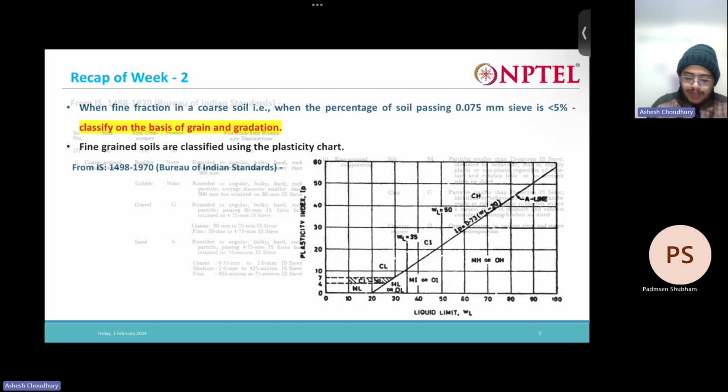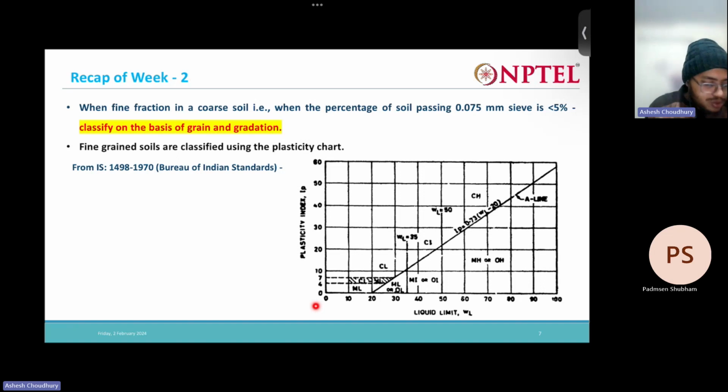Now let us first deal with coarse soil, only coarse soil. Then we will see fine soil. Coarse grained soil means, say, we have a certain amount of soil in your hand, say 5.5 kg. Now what we do is sieve analysis, which we discussed in the previous class.